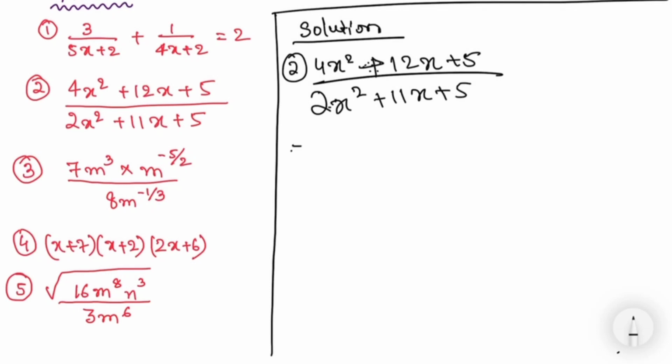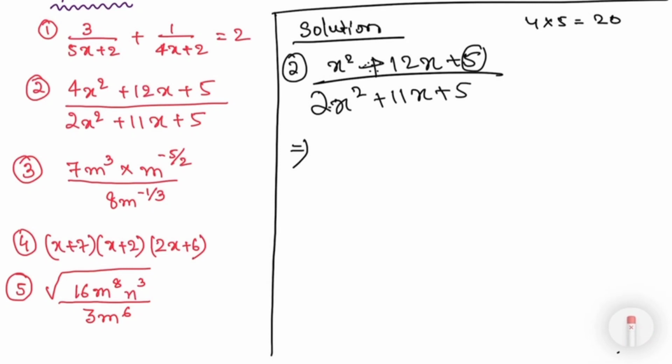First thing that we will do is we will use the quadratic formula, in which we add to make 12 and multiply to make 20, because 4 and 5 multiplied together becomes 20. First of all, let us just focus on the numerator part.